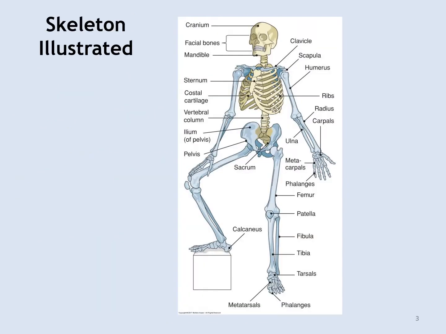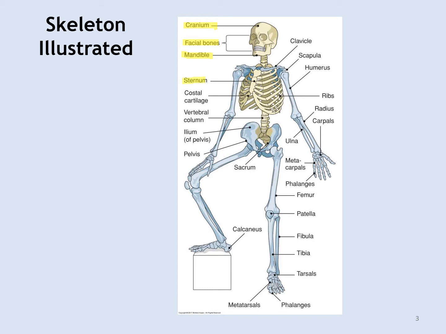All right, here we go. So this is the skeletal system. Let's take a quick run through these here. Starting at the top and working our way around, there is the cranium, the facial bones, the mandible. There are a lot more bones in this. This is just a brief overview.